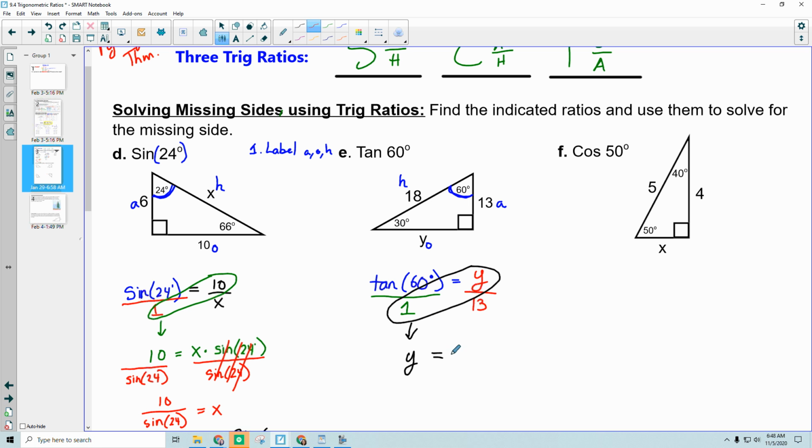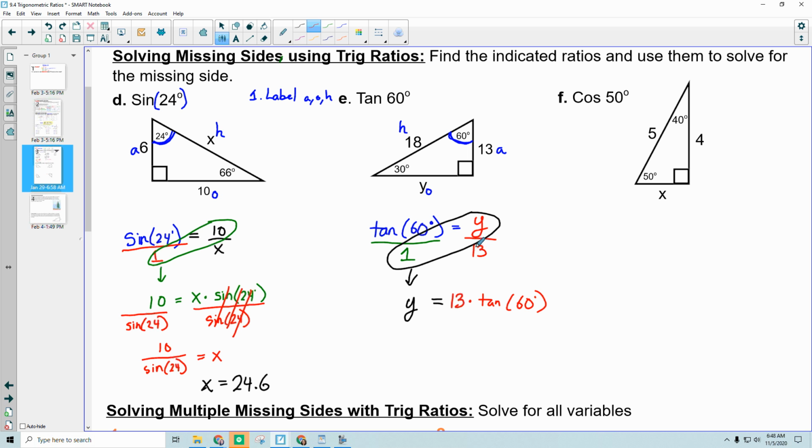Make sure you write it like this. So you have 13 times tangent of 60 degrees. Be really, really careful that you don't take the 13 and multiply it by 60. Okay, that 60 is separate from the 13 because there's parentheses around it. So make sure you're putting that 13 just right out in front. Don't multiply it by the 60.